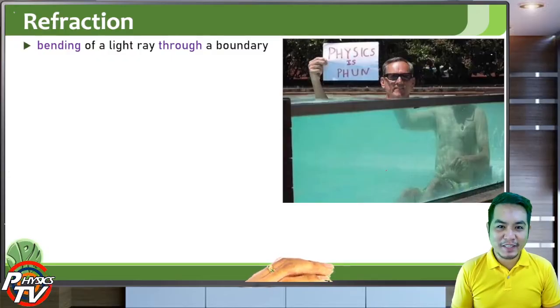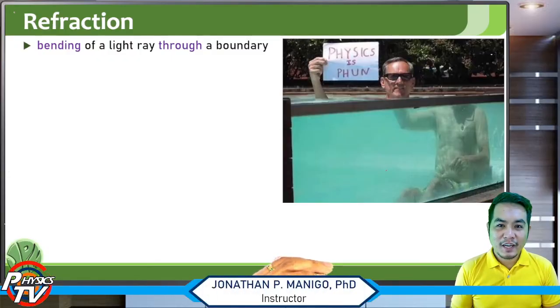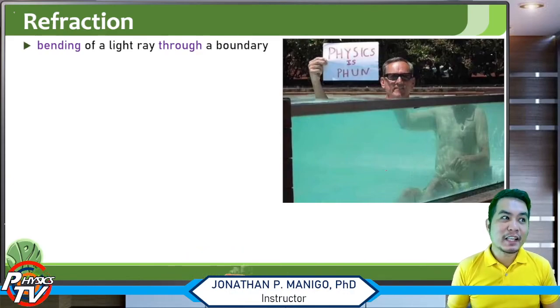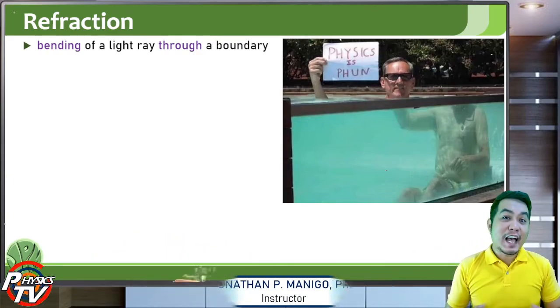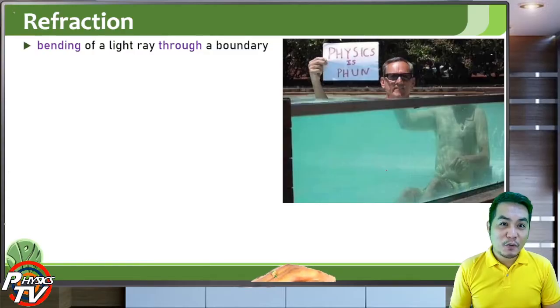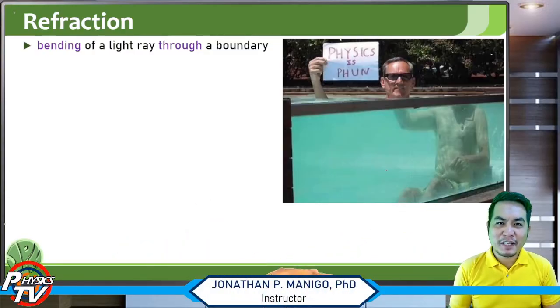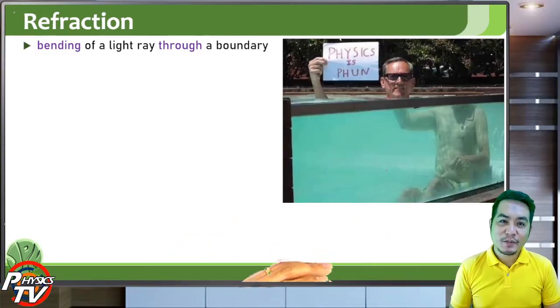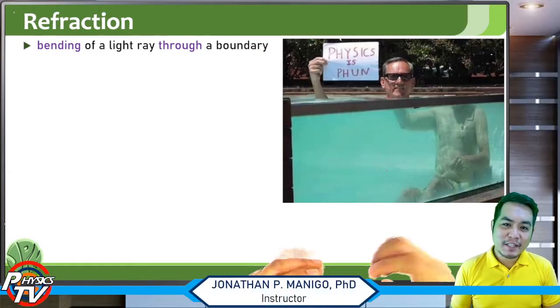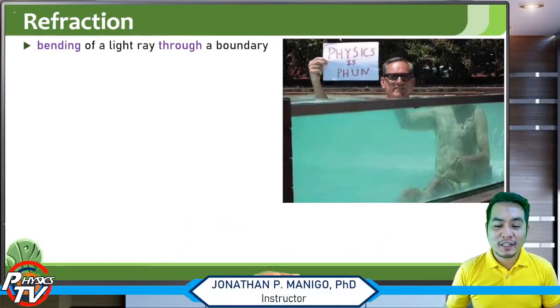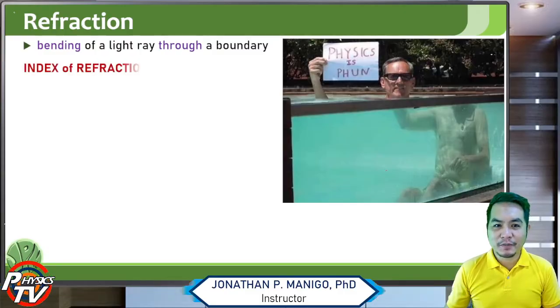Light is bent. This is a natural thing. This is not a magic trick. This is a naturally occurring phenomenon. There's nothing magical about it. It's just plain physics. It's just plain nature. So that's natural. So light will bend when it passes from one medium to another, or when it passes through a boundary.